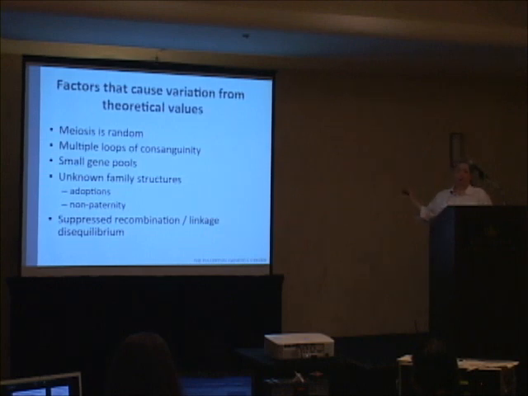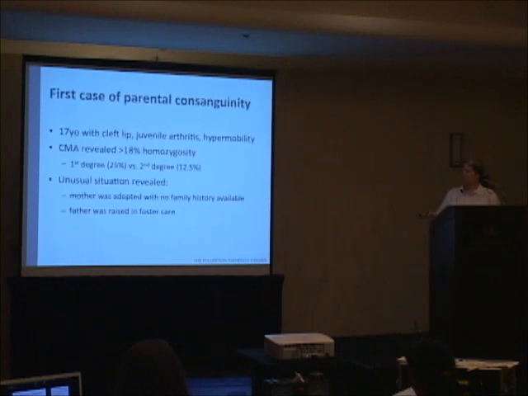The reason why we can't make this calculation with any confidence is that meiosis is random. How many crossovers, where they're placed, generates different sizes of homozygosity. There can be multiple loops. You can have double first cousins or a population that is in a very small gene pool, amplifying the percent homozygosity, even though the parents themselves are not that very related. You can have adoptions and non-paternity, which complicate your assessment, and suppressed recombination.